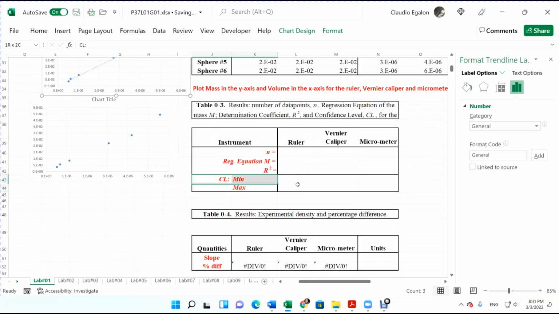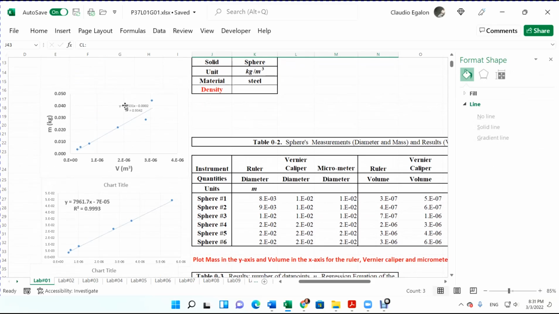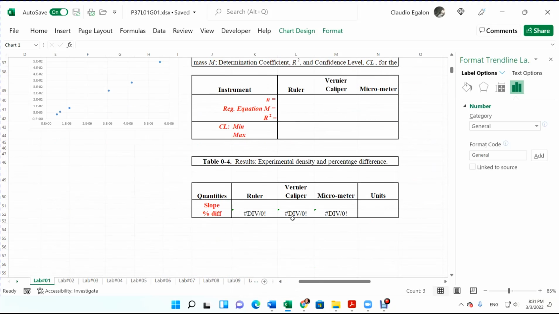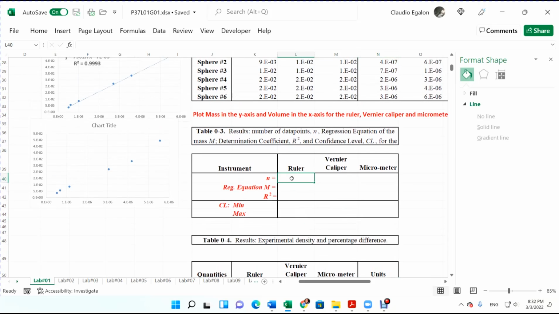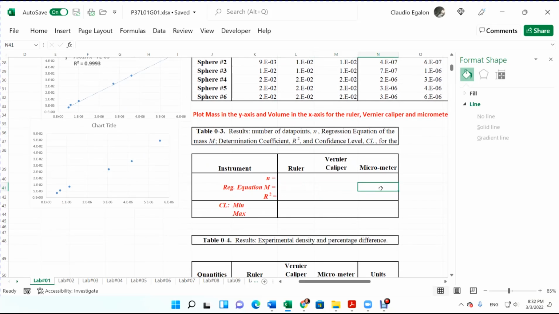I'm going to talk about the CL very soon. So the slope is 12,531. You put it right in here. The slope for the ruler. See, it's all labeled: the slope for the vernier caliper, the slope for the micrometer, and don't forget the units for the slope as well. Again, n is 6, 6 and 6. The equation goes here. You copy the right side of the equation and paste it here, and you either copy or type the R square and add it in those cells.